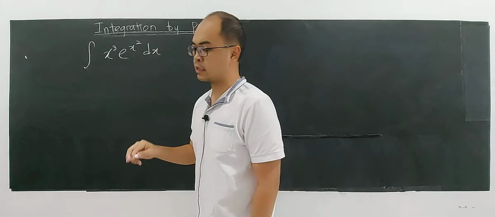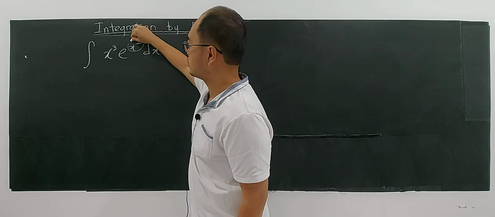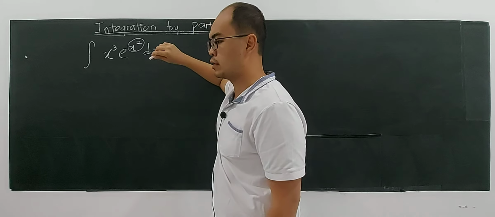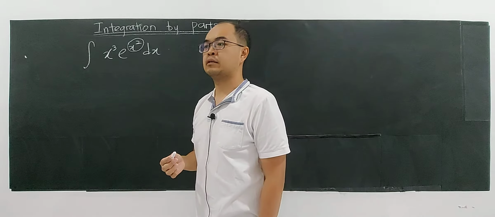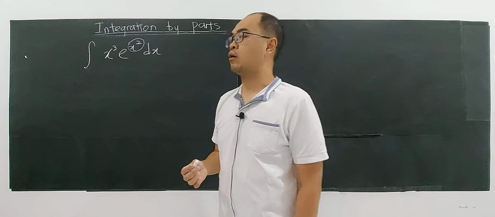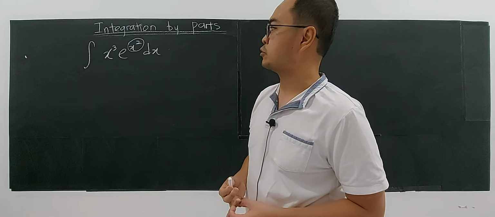But this case is special because you have x to the power of 2 here. It's non-linear, right? So usually if it's non-linear, you want to apply integration by parts. Sometimes it's working, sometimes not working, or sometimes you need to apply substitution, integration by substitution.